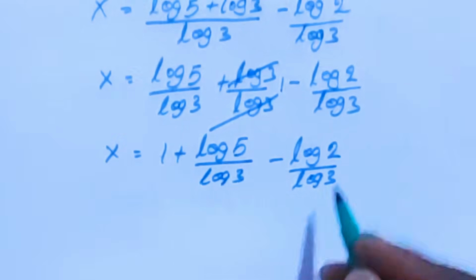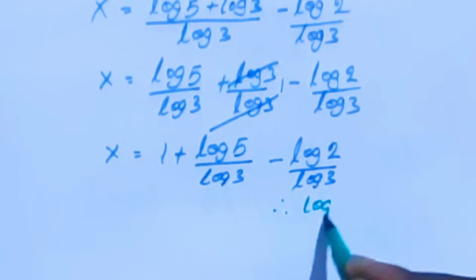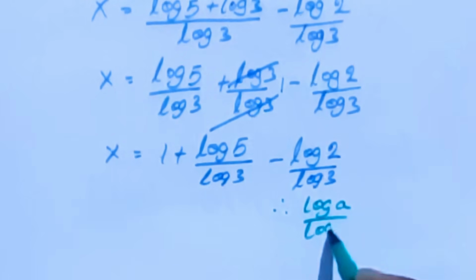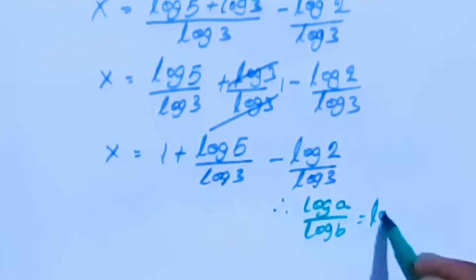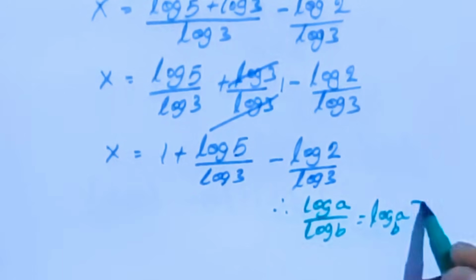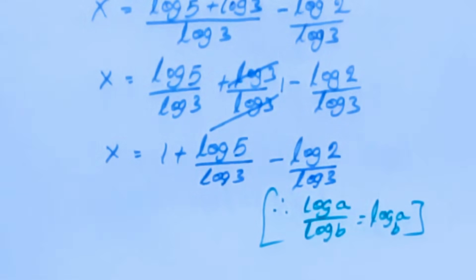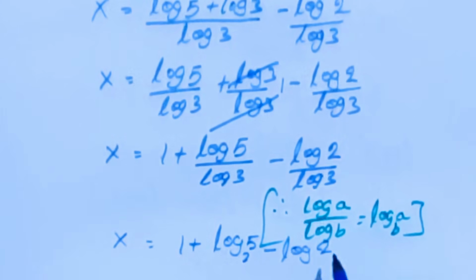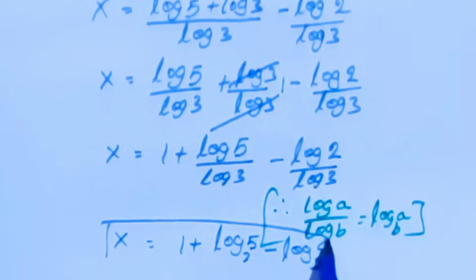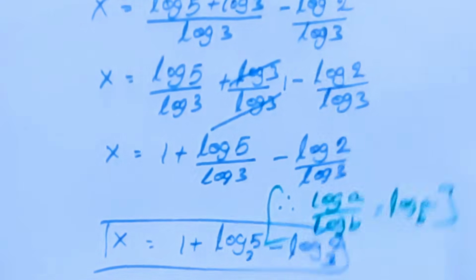Now we are going to apply this formula: log a by log b equal to log a base b. This formula we are going to apply here. So x equal to 1 plus log 5 base 3 minus log 2 base 3. This is the x value. Now we are going to verify this.